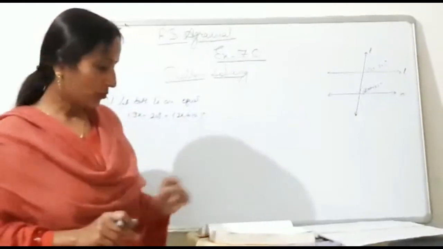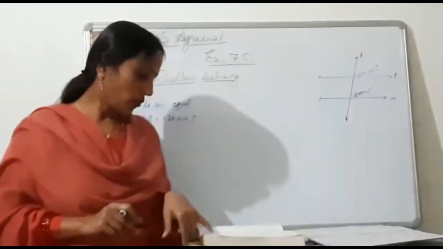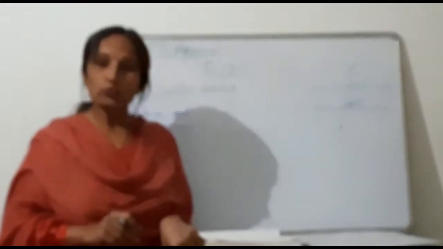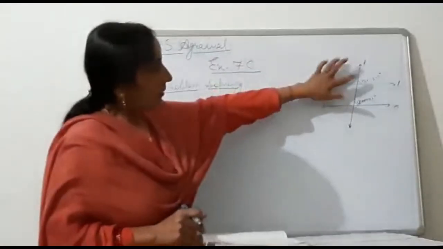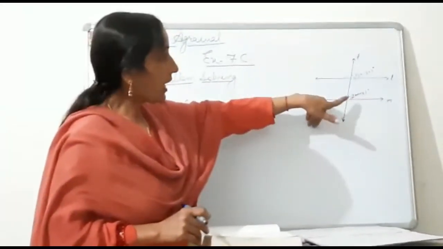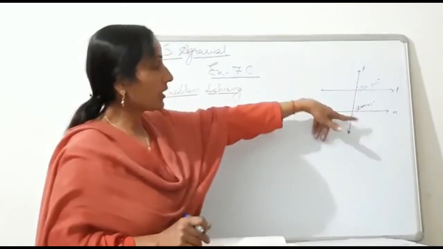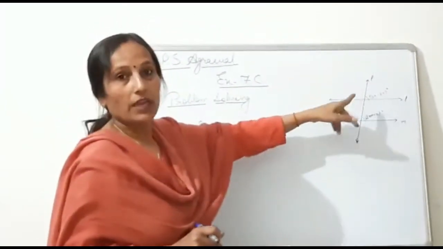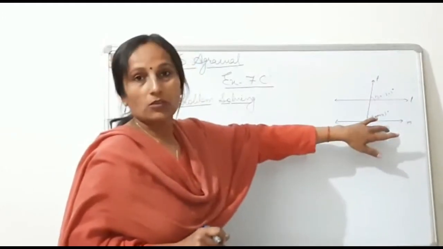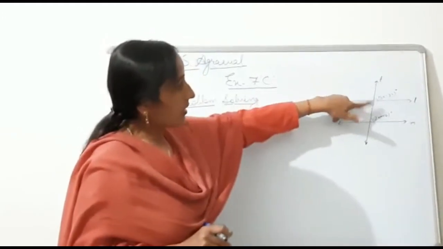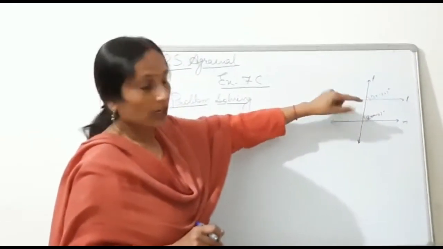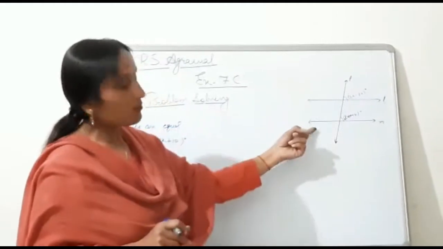Now question number 4. This question says that for what value of x will the lines L and M be parallel to each other? Now see this figure. Here one angle measurement is given 3x minus 20 degree and second 2x plus 10 degree. Now it is asking what will be the value of x so that L and M both lines will be parallel to each other. And we know that if both these angles are equal, they will be corresponding angles. If corresponding angles are equal, then both lines will be parallel.